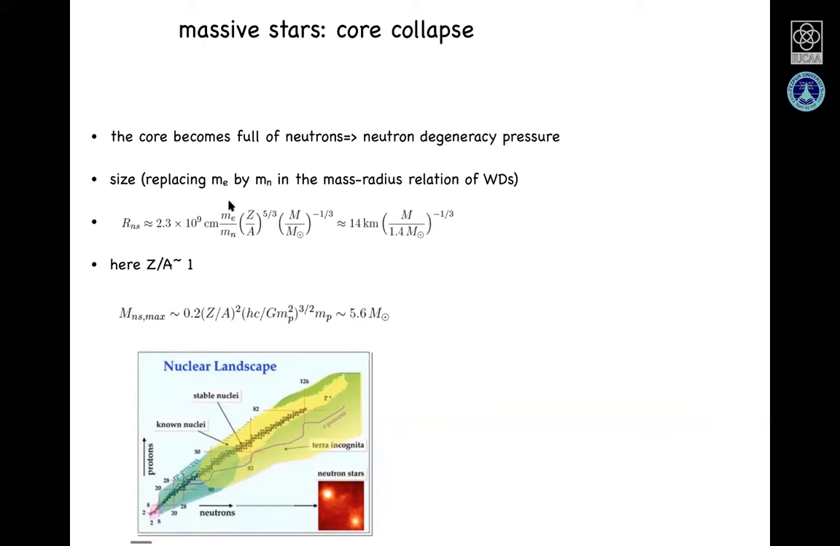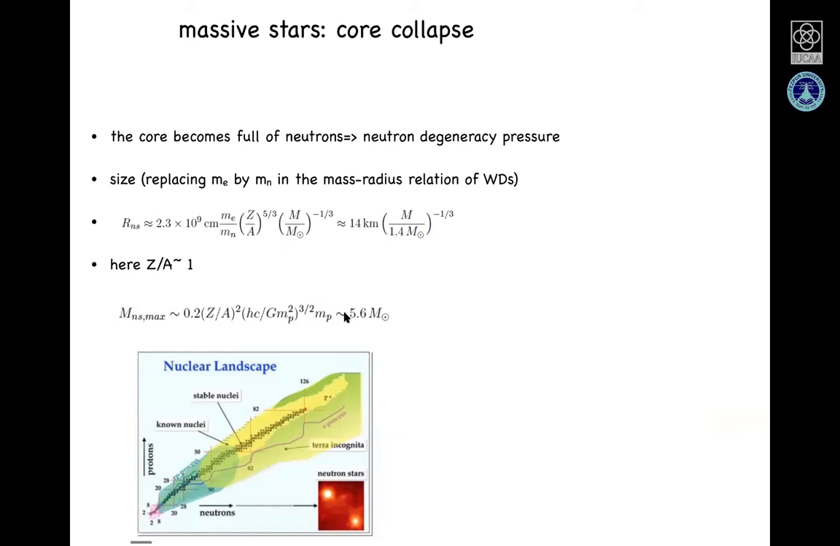And just like changing electron mass to neutron mass, you can ask whether we can also use the Chandrasekhar mass limit formula, but use proton mass or neutron mass, which is similar, instead. If you were to do that, for Z over A equal to 1, you'll get a number like 5.6 solar mass. But again, this is not correct, because one has to use general relativity. And of course, the uncertainty regarding the equation of state is there. So again, this is a topic of research.